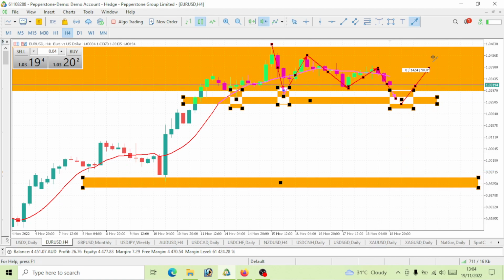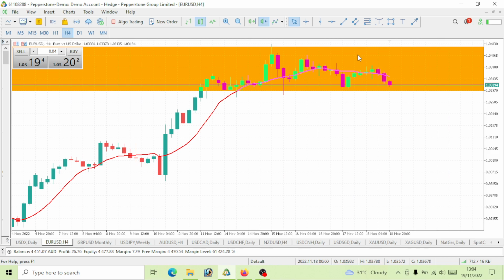Either price rejects by giving us a bullish move at this level, or price will drop further down and give us a bullish move at this level. So Euro USD will make a bullish move. But first of all, a pullback bearish move would be made before we continue our bullish move.